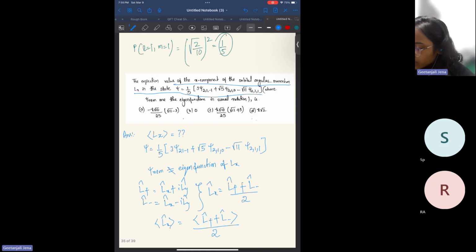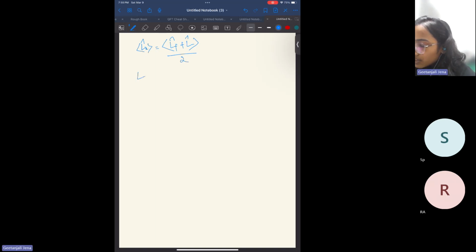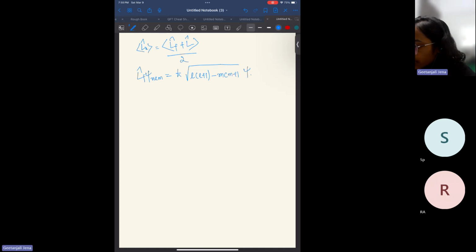Similarly, if Ly is given, what you have to do is express it in terms of L plus and L minus. Okay. So Lx is (L plus + L minus) divided by 2. When L plus acts on psi n l m, it gives h cut root over of l(l+1) minus m(m+1) times psi n l m plus 1.